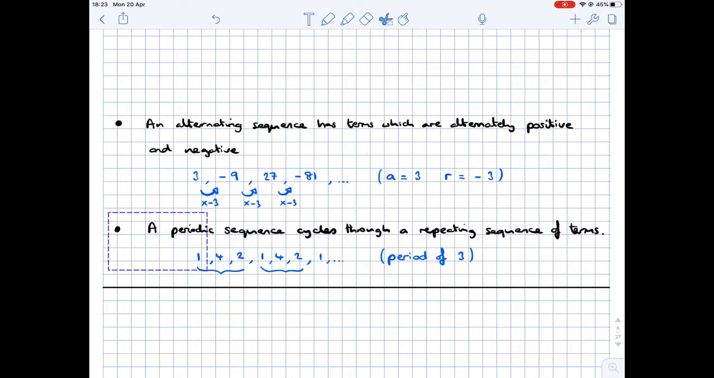Finally, we can also have a periodic sequence. A periodic sequence cycles through a repeating sequence of terms. In this example, we can see the terms 1, 4, 2, then they are repeated, and this is repeated indefinitely. So we can say that this sequence has a period of 3. It should be noted that a periodic sequence can also be alternating.